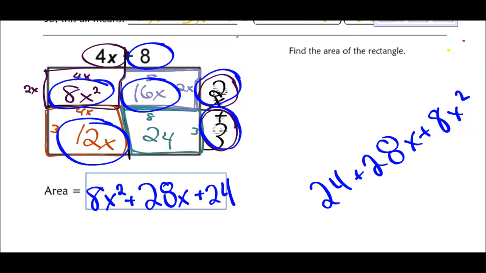Any questions on this? I multiplied the length times width for this one, 4x times 2x, 8x squared. They each have an exponent of 1. So I'm adding the exponents. Because this 2x has an x, that 8 is not an x. We just multiply the numbers.